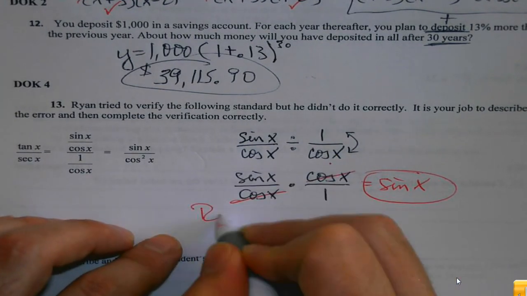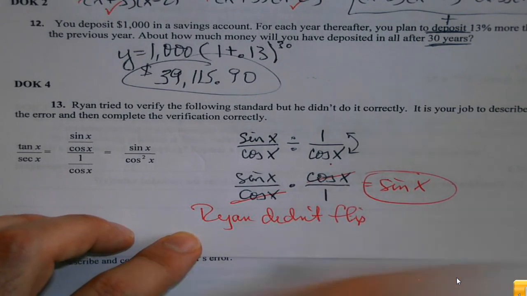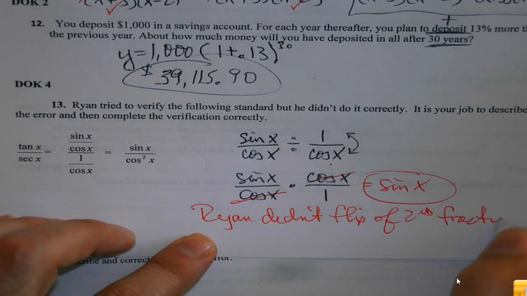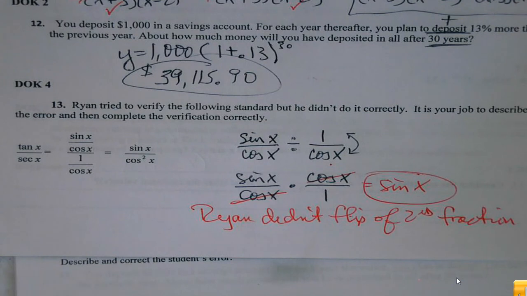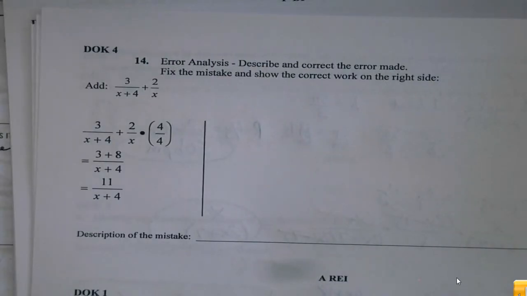So, I mean, you could even say Ryan didn't flip, didn't take the reciprocal of the second fraction. That's fine. So basically what Ryan ended up doing is he ended up multiplying instead of dividing. That'd be another way you'd be able to put it. As long as I can understand you're telling me, hey, this is what he didn't do, and I can kind of conjure up what you're talking about, we're good to go as far as that goes. But again, it'll be a simpler one like that. Don't worry, I'm not going to give you something like sine squared minus cosine squared and make you figure all that stuff out. That wouldn't be very nice of me.